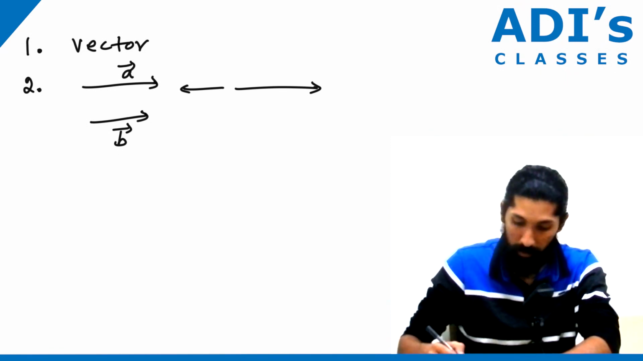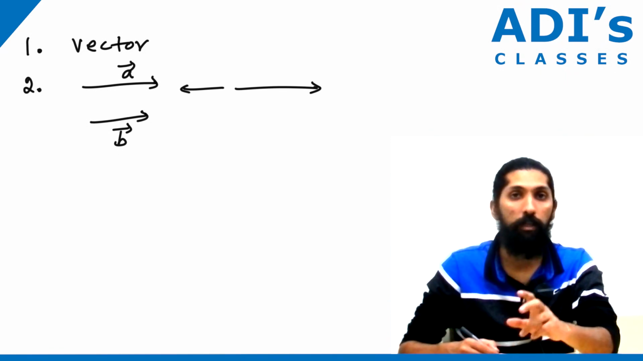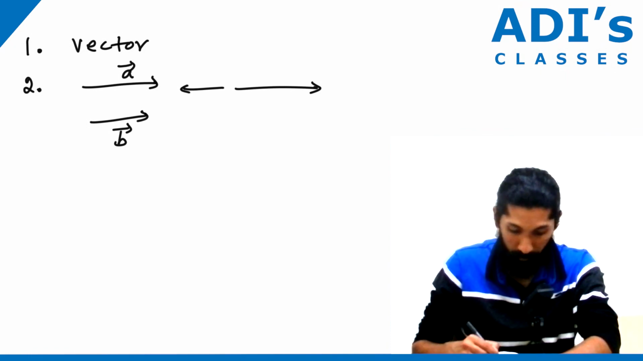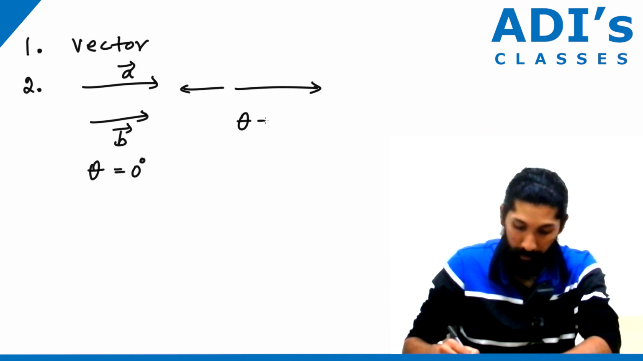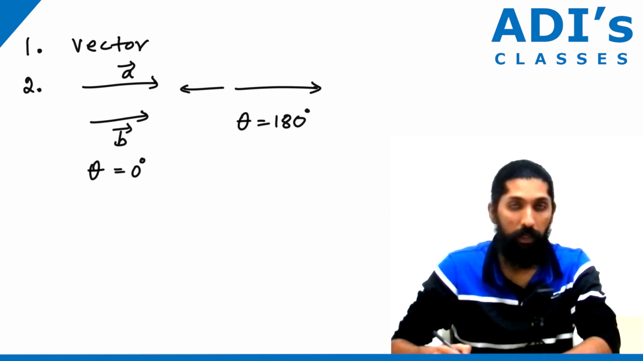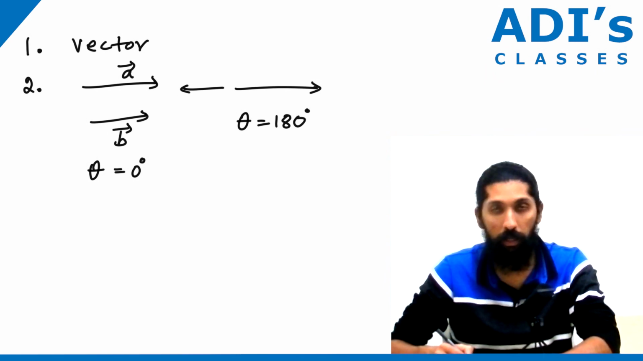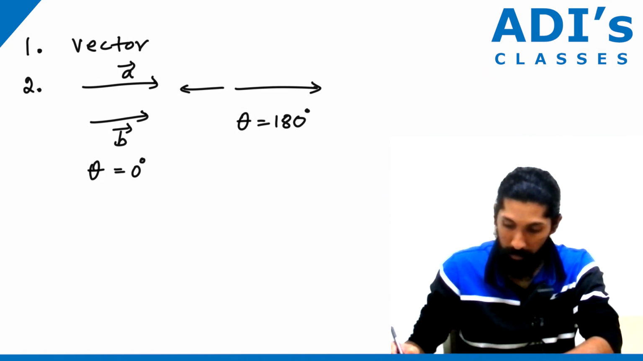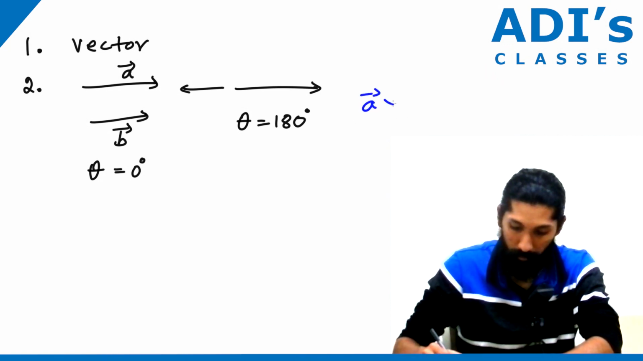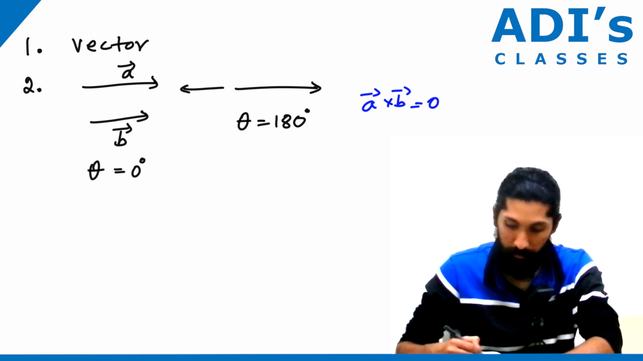The reason is, whenever two vectors are parallel or collinear, then the theta value is 0 degrees. For anti-parallel, theta is 180. Whether it is sine 0 or sine 180, the value is 0 itself. So A cross B becomes 0.